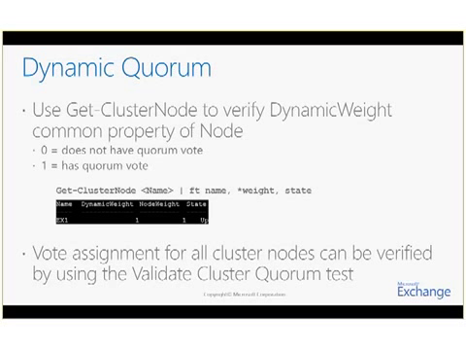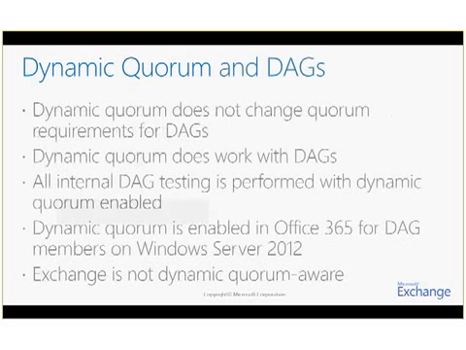And of course, you can also use the validate cluster quorum test to check vote assignments as well. But I find it's really just easiest to use Get-ClusterNode to figure out who's got the vote left and who doesn't have the vote left. Now, dynamic quorum does not change the quorum requirement for DAGs. DAGs still require quorum in order for them to do their things. And as I mentioned, for dynamic quorum to do its thing, it still has to have a DAG that can regain quorum before the calculation is redone. But dynamic quorum does work with DAGs.